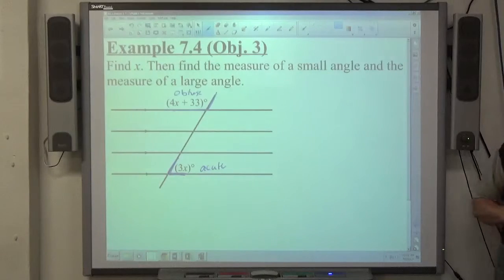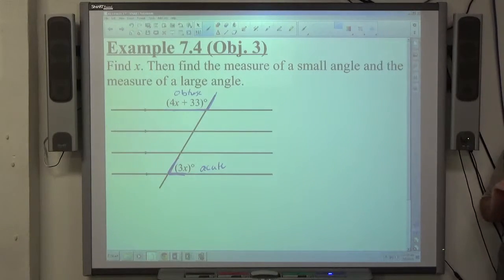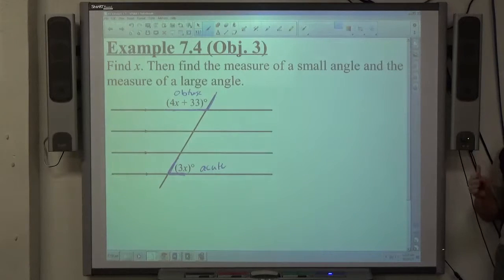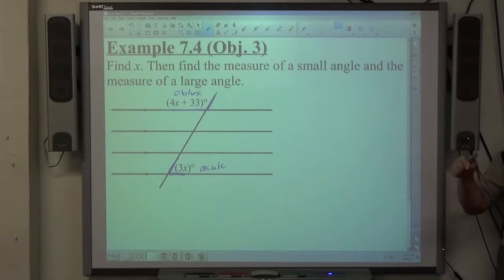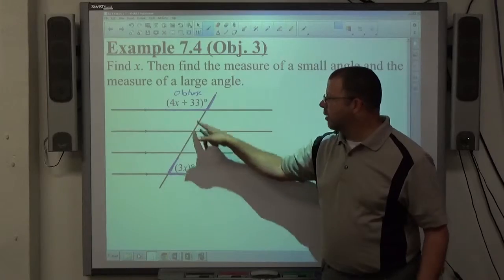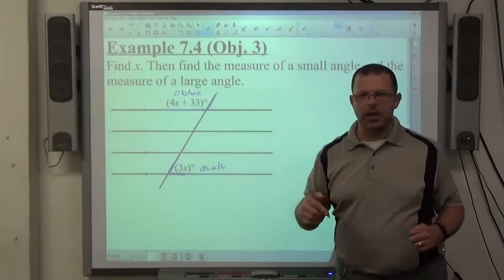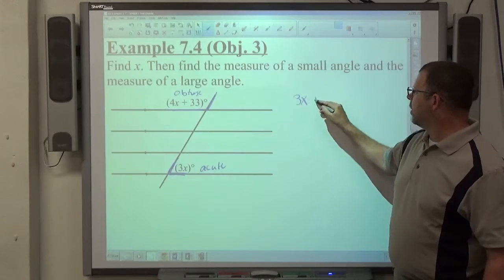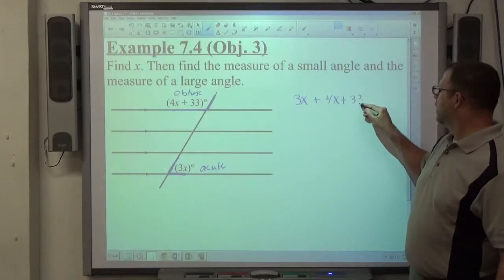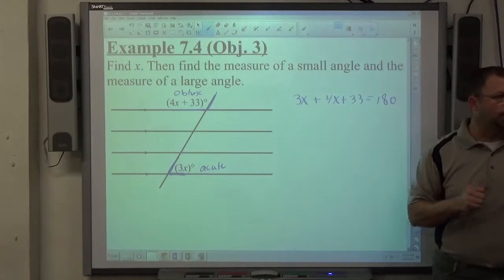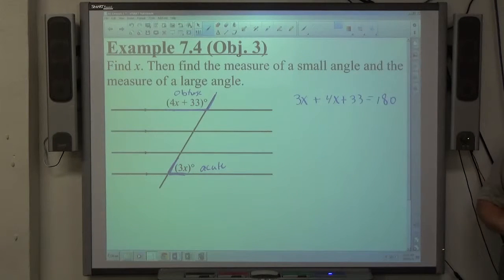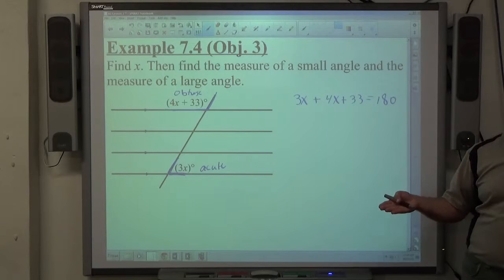The properties that you need to concern yourself with on parallel lines cut by a transversal are: acute equals acute, obtuse equals obtuse, acute plus obtuse equals 180. Those are your three properties. We have acute and obtuse. The property says they add up to 180. So acute plus obtuse equals 180. You create a good equation. If they were both acute, set them equal to each other. If they're both obtuse, set them equal to each other. If there's one of each, add them up to 180. But again, it's based on a geometric property.